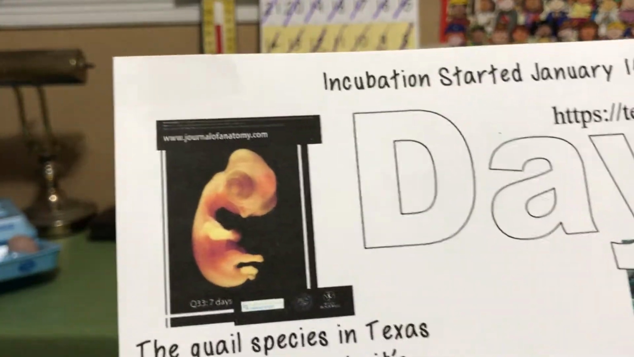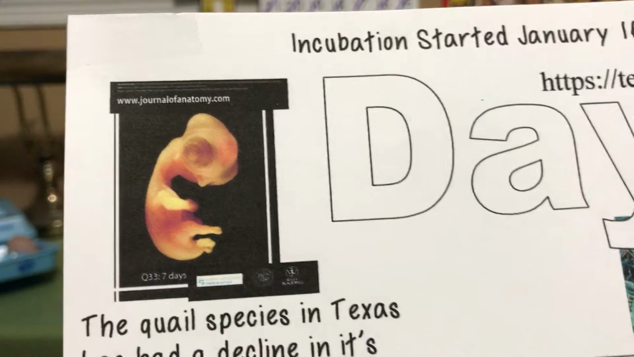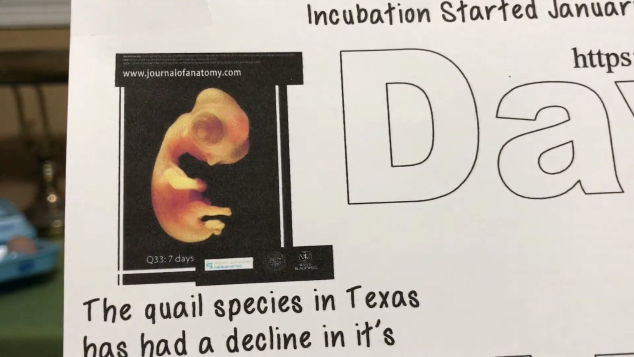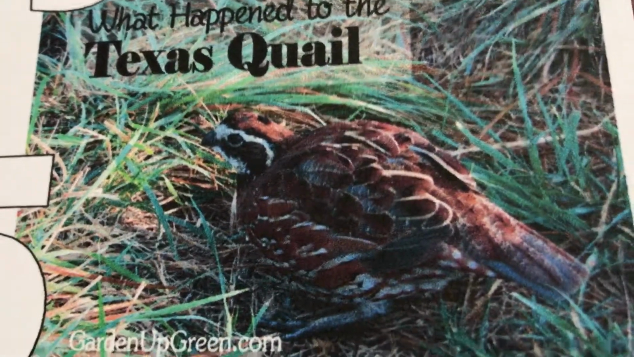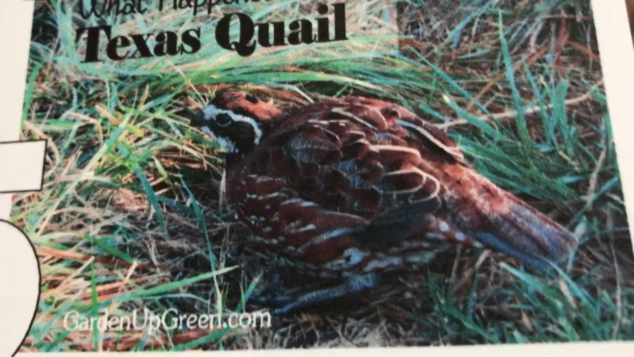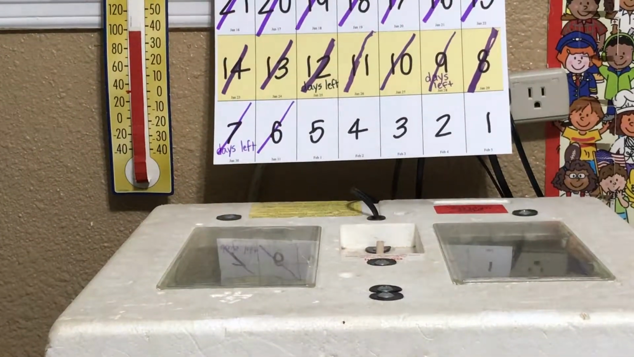And there's the embryo development today on day 15, since we set the incubator with this clutch of eggs. Here you can see a mama, or that's probably, based on its coloring, a male or rooster bobwhite quail. We'll look here at our countdown chart.